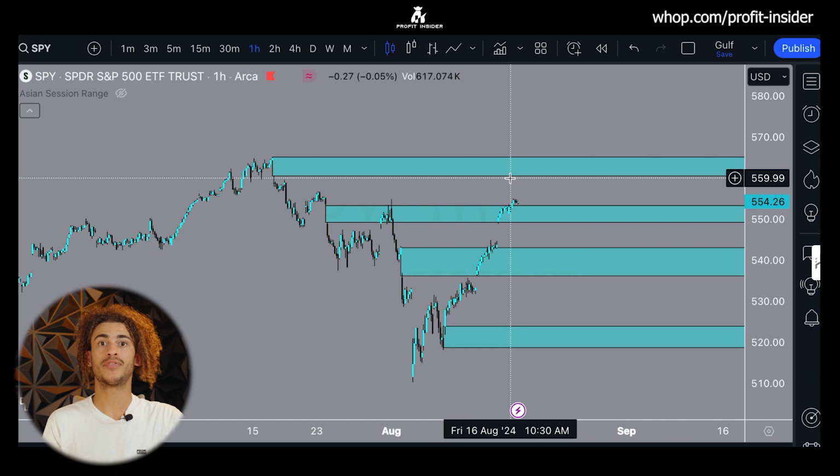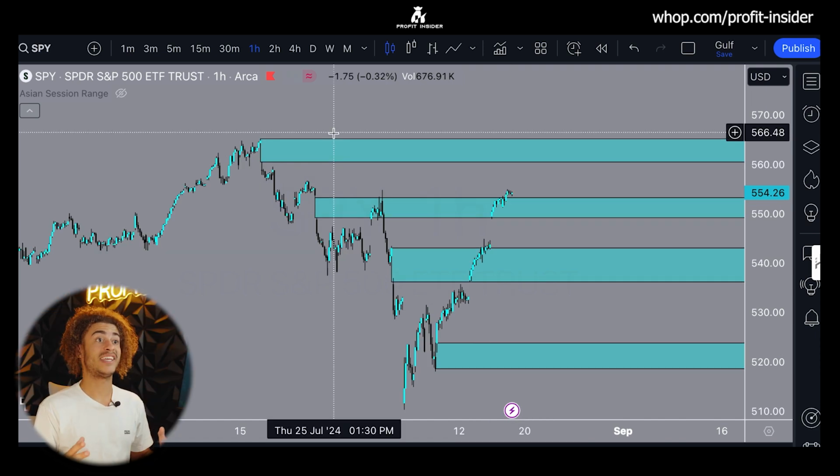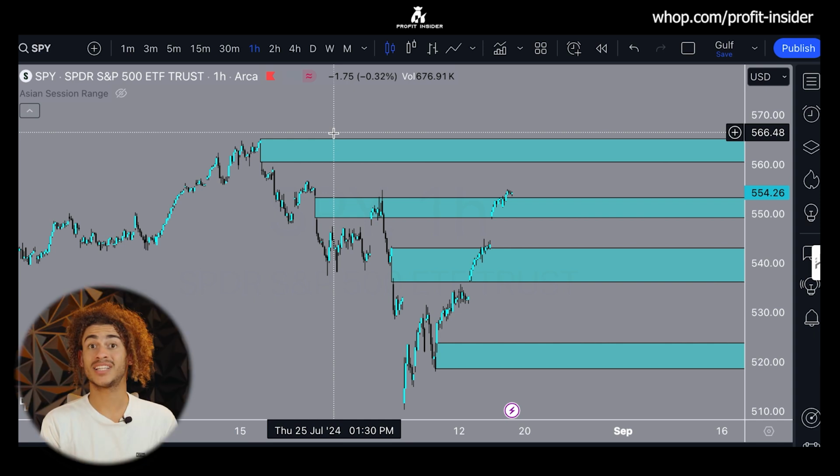This strategy uses gap fills to give us an idea of where price is likely to go. You might be asking me, what is a gap? A gap is simply the distance between where price closed and then where it opened up the next day. Let's zoom in so you can get a clearer look of how to identify these gaps.